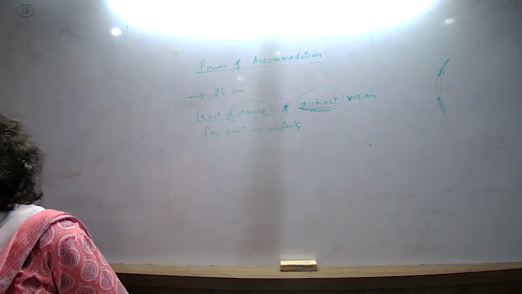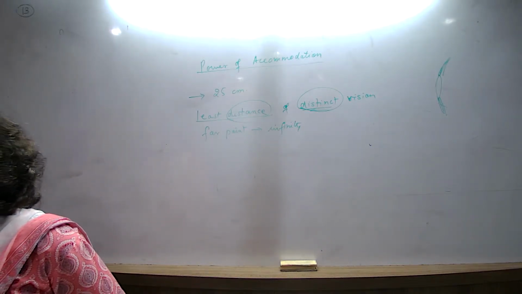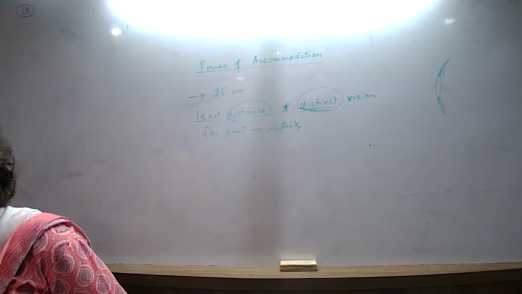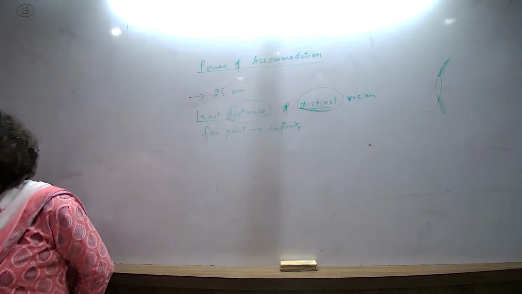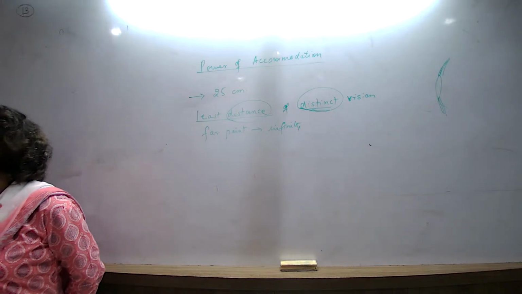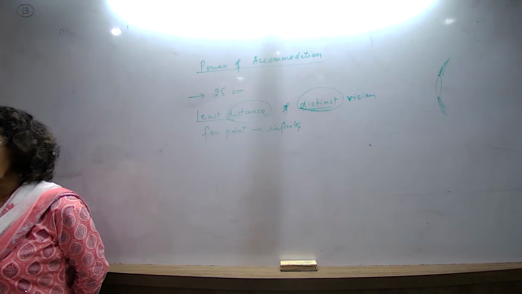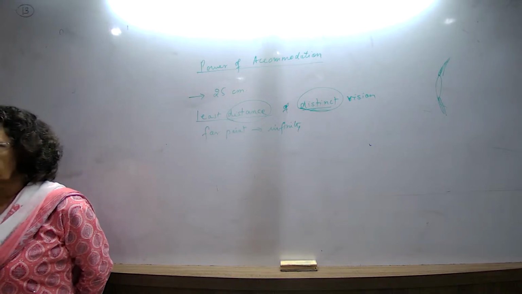For a young adult with normal vision, the near point is about 25 centimeters. The farthest point up to which the eye can see objects clearly is called the far point of the eye. It is infinity for a normal eye. You may note here a normal eye can see objects clearly that are between 25 centimeters and infinity.